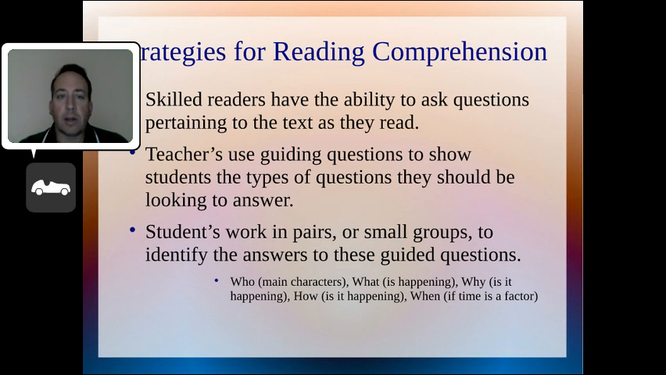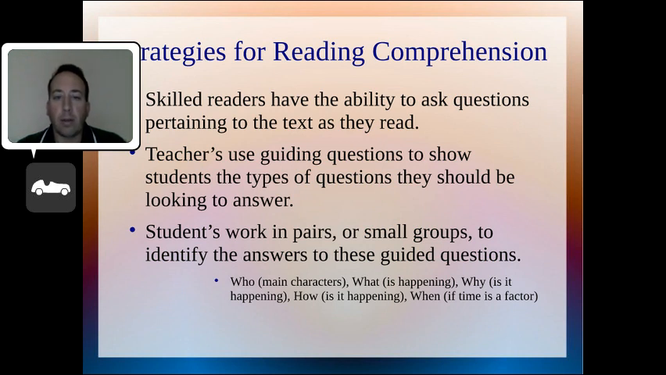In order for the student to become skilled, they need to ask questions as they read. So sometimes teachers can use guided questions in order to help the students to understand what kind of questions they should be asking when they are reading. So one strategy that we can use is to allow students to work in pairs or small groups and work at understanding some guided questions.